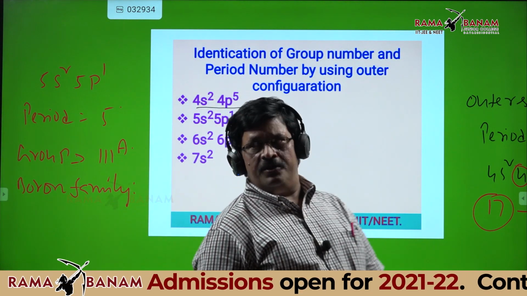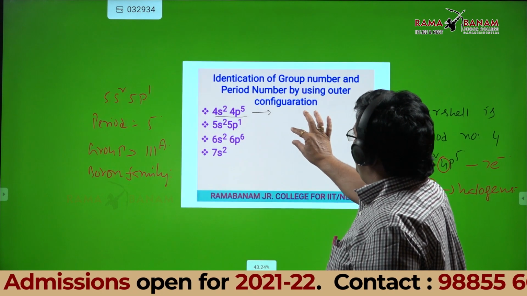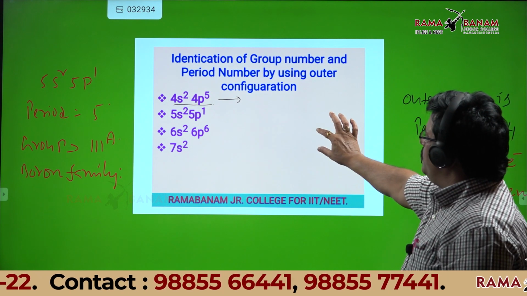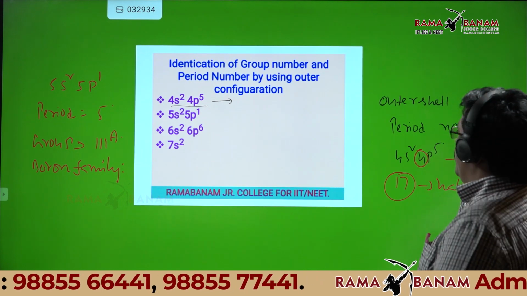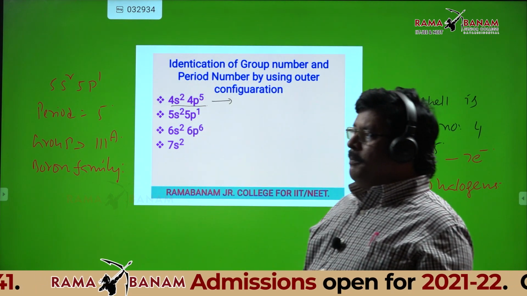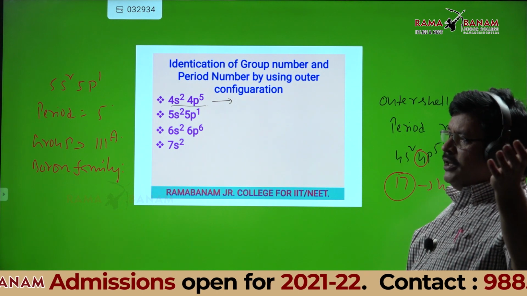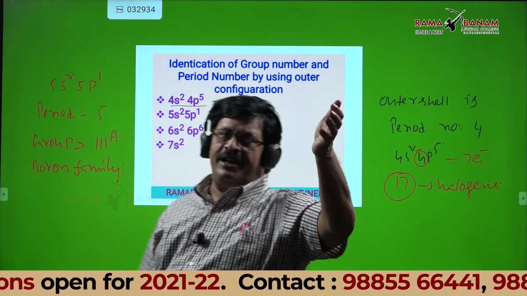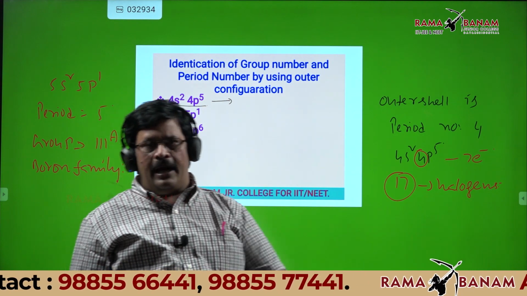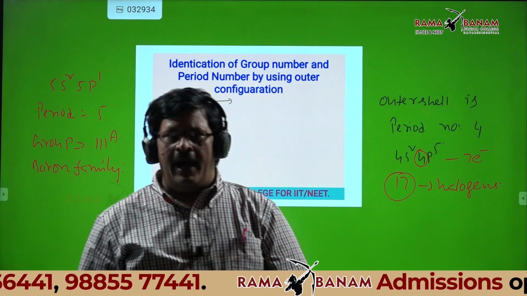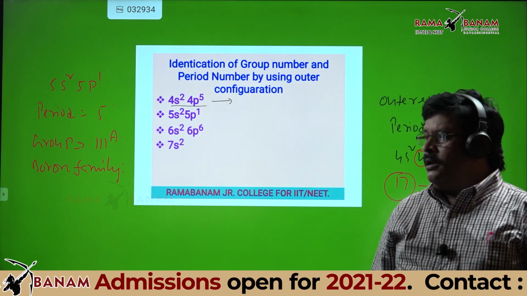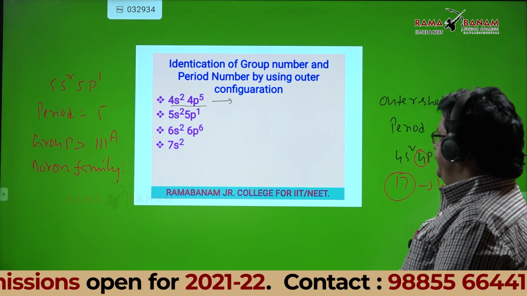Any doubt in this, students? We have written for 2. See the 2 configurations and the group number, period number, and the name of that specific group. We completed the first 2, 4s2 4p5 and 5s2 5p1. Any doubt in these 2, students? Then continue the third and fourth one. First you write the third one, and after that we will discuss, and you can write the fourth. Write about third.